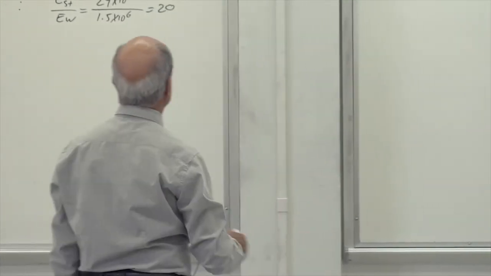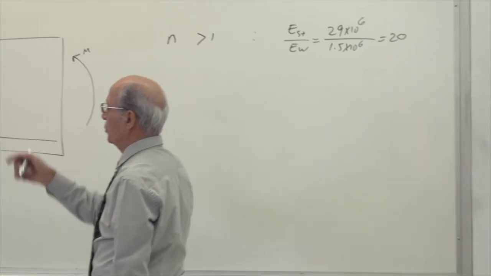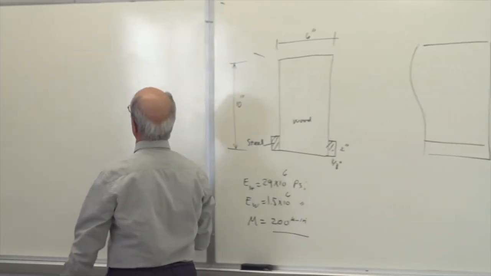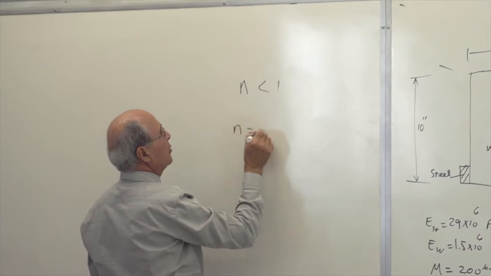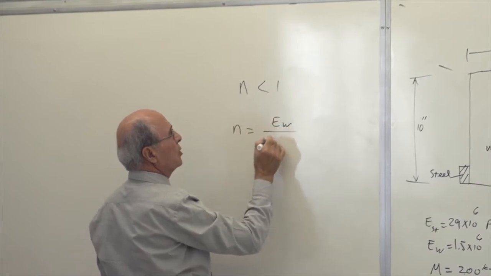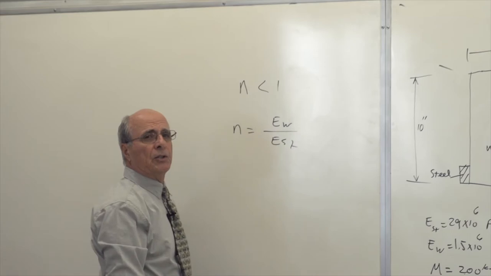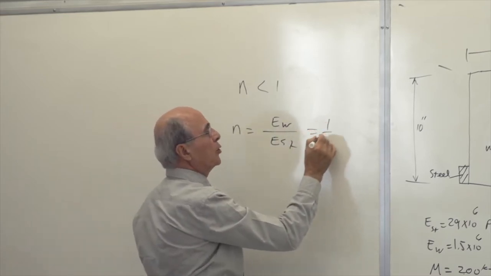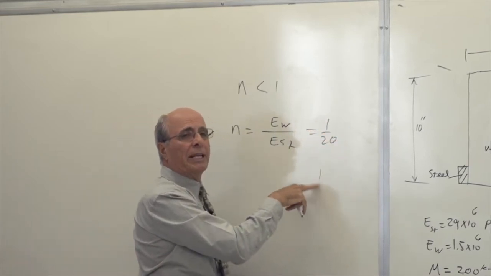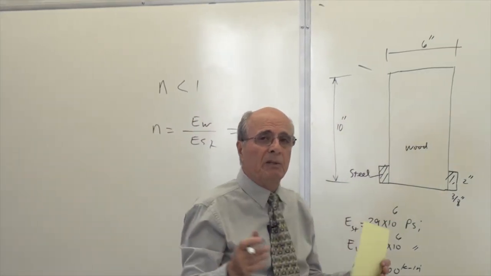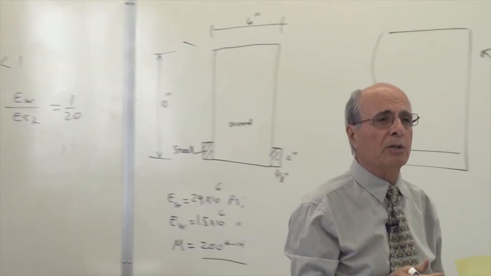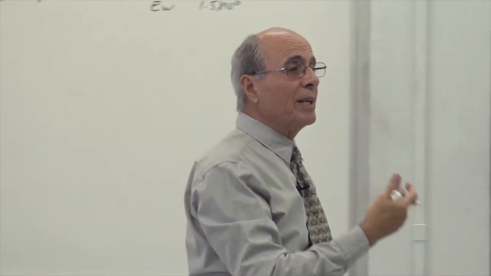The alternative to that, which we can use, but I put it on the other side because I'm not going to use that, is using N less than 1. That means I can use E of the wood over E of steel, which becomes 1/20. Remember, this is less than 1. That means the thickness of the wood should shrink to 1/20 size in order to become equivalent to steel, because I need less steel to be replacing wood.